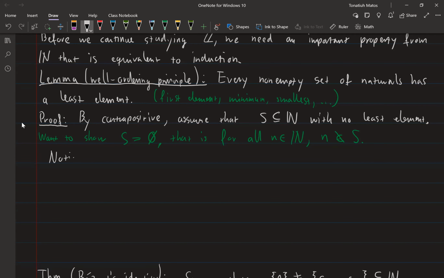So notice, 0 is the smallest element, the first element of the natural numbers. So if S has no least element, then 0 cannot be an element of S, because if it were, it would be the smallest element of S, given that it is the smallest element of all natural numbers. If you have the smallest element of everything in your set, the only candidate for being the smallest element of your set is that element itself, right? So 0 is not an element of S. In other words, I verified this property for the base case.